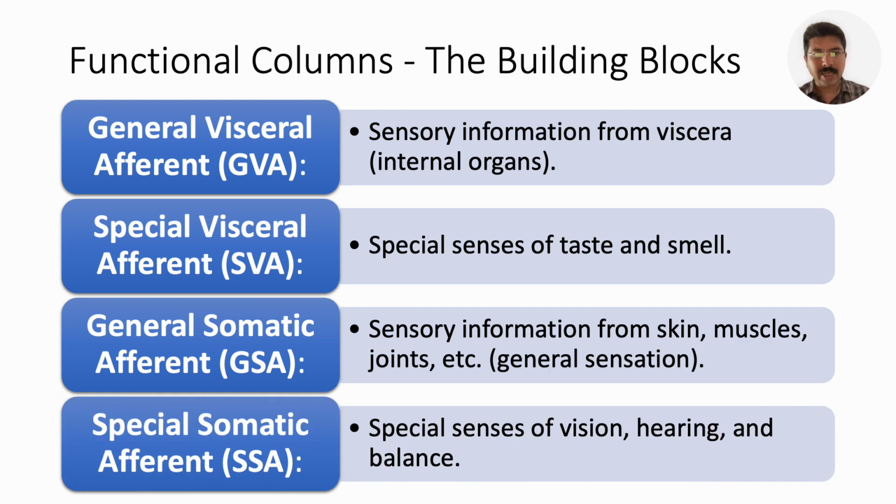Finally, the special somatic afferent or SSA, these fibers are responsible for our special senses of vision, hearing, and balance. Special here indicates senses with dedicated sensory organs. Understanding these functional components is key because each cranial nerve is a unique combination of one or more of these fiber types, and it's these components that dictate the specific function of that particular nerve.